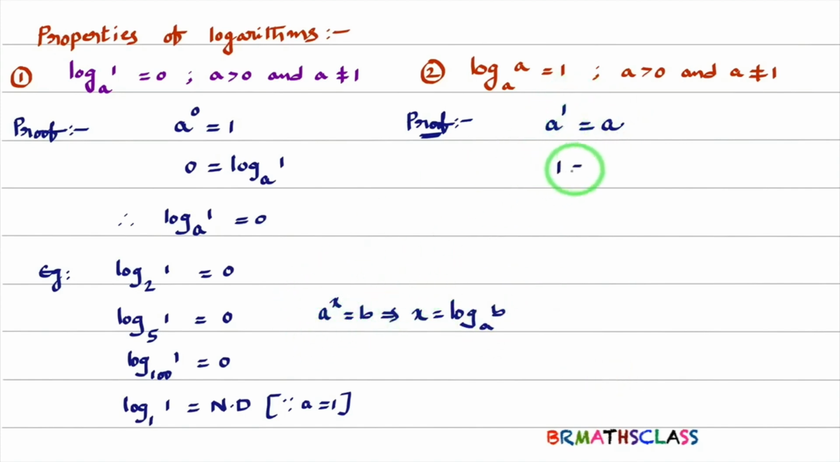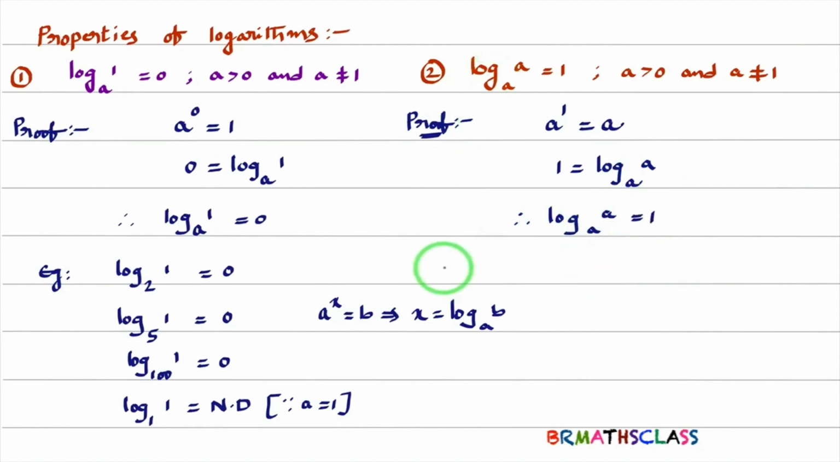It can be written as 1 equal to log A base A. I hope you are understanding. We got the result. What is the result here? Therefore, log A base A equal to 1. From now onwards, we use this property as a formula.